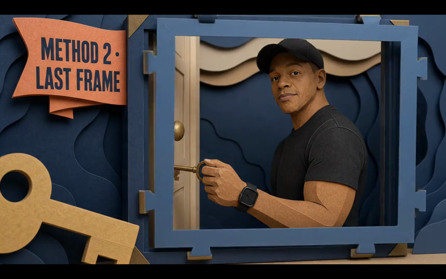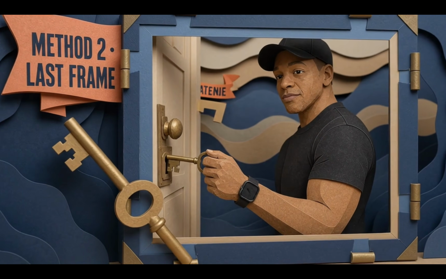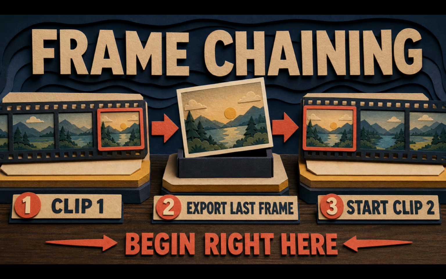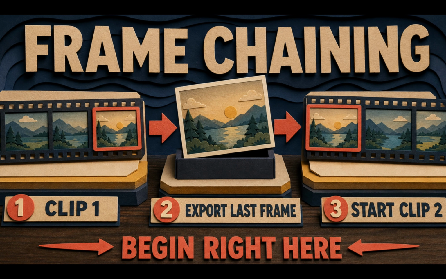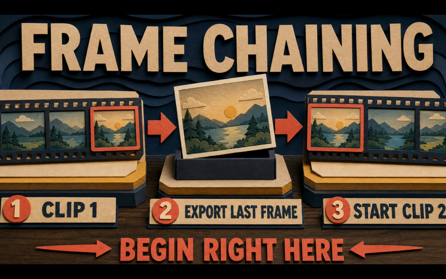So the second method is something called frame chaining. And it sounds technical, but it's really simple. You take the last image from clip 1 and use that as the first image for clip number 2. It's like handing the next clip a starting point and saying, begin right here.